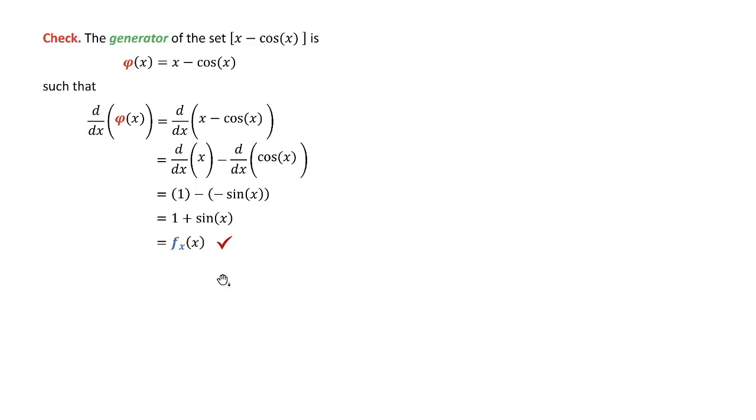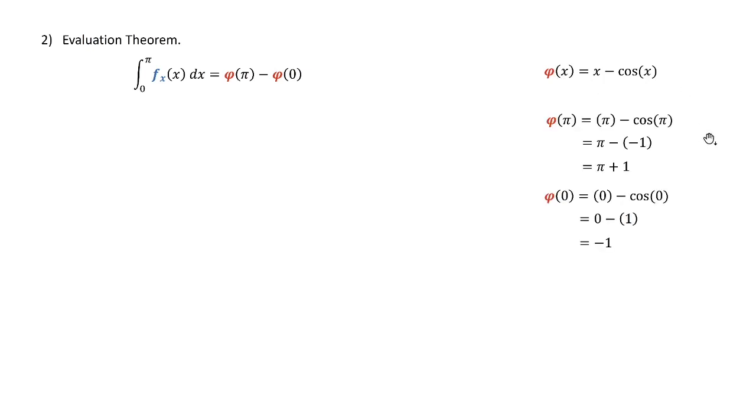Now we can go and apply the evaluation theorem. So the definite integral is, well, the antiderivative, the generator, evaluated at the endpoints. So here's our generator. We evaluate it at the endpoints, right? And we just plug in. Okay, so again, this should be very mechanical, I'm hoping. If you're working these out with me, I hope this is very mechanical.